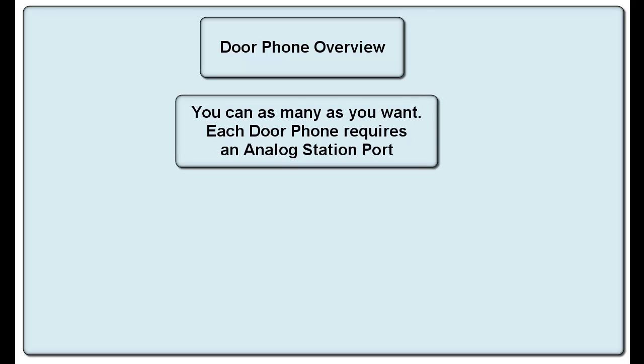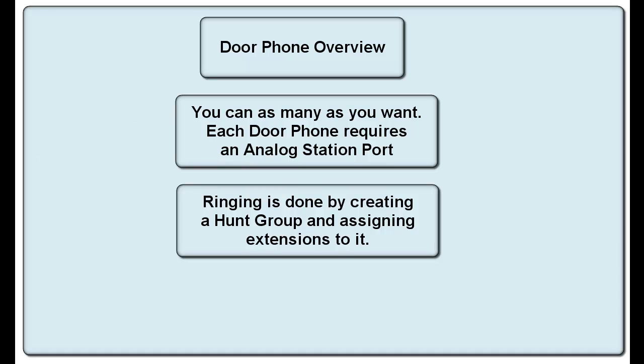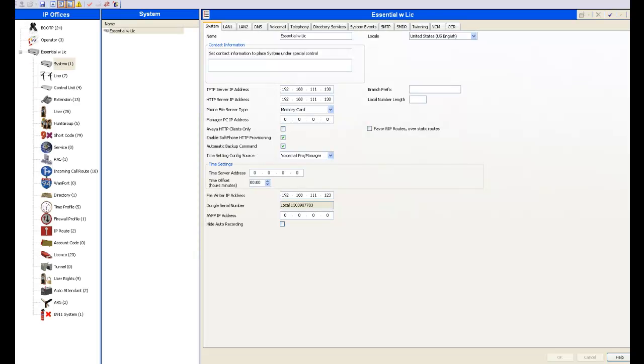Just as a brief overview, you can have as many door phones as you want in the system. Each one requires its own analog station port on one of the cards. Ringing is done by creating a hunt group, giving it a name for the door phone, and then assigning extensions to that group.